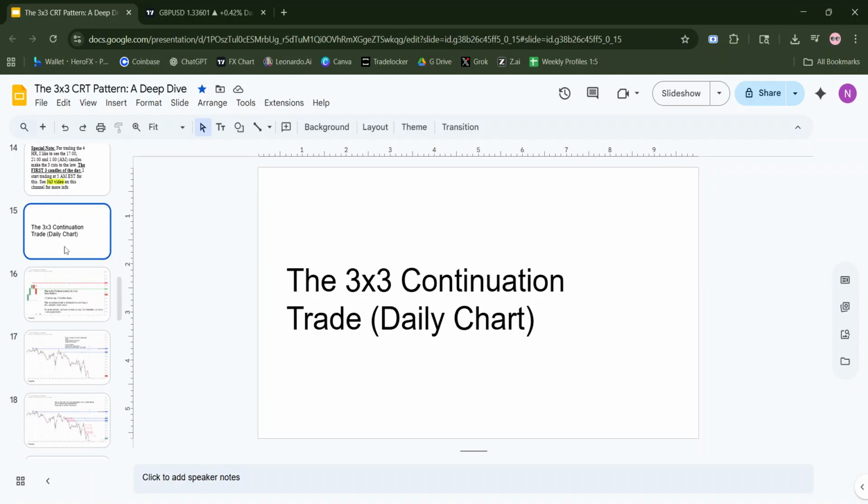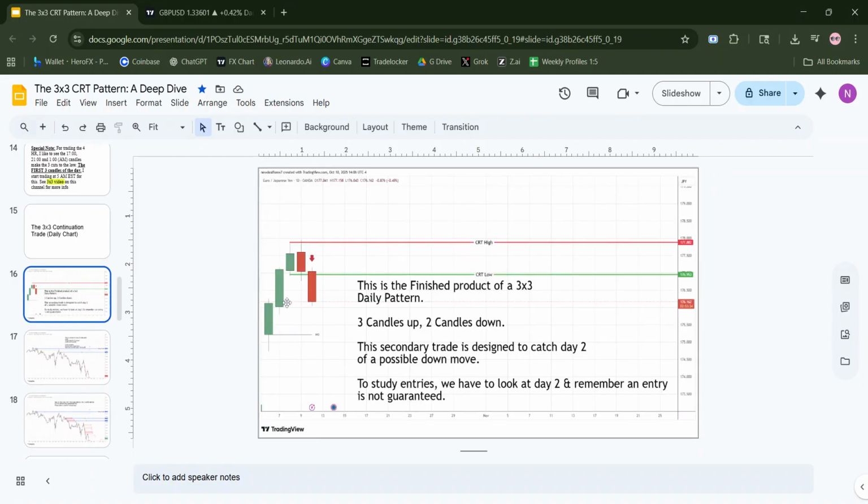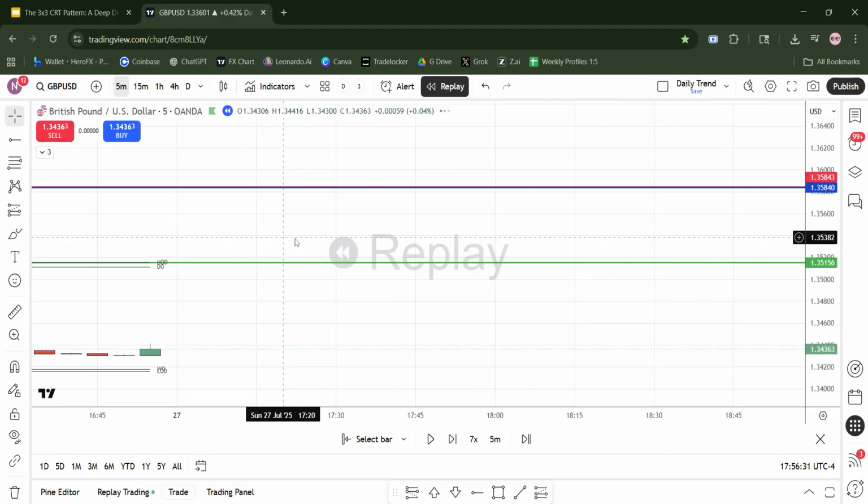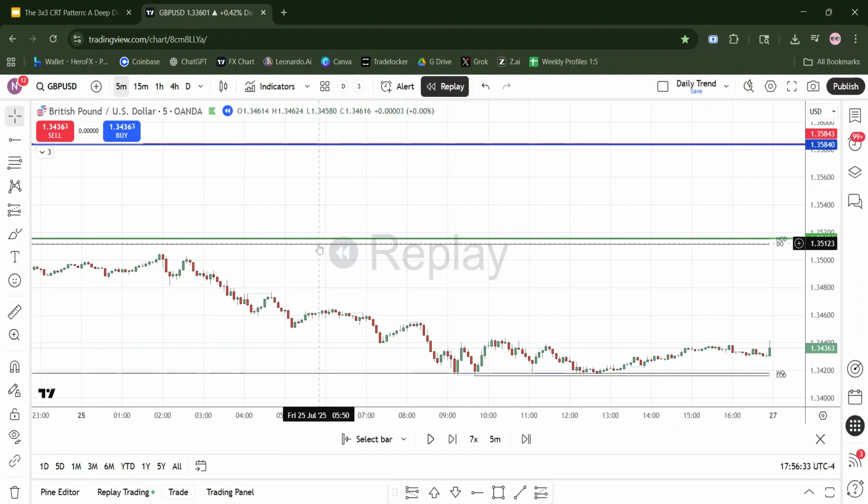Yeah, okay. So continuation trade. See here, 1, 2, 3, and then 2 days down, 1, 2. So this one right here, this is our only day. So let's go down to the 5-minute. And where was an entry on our continuation day?